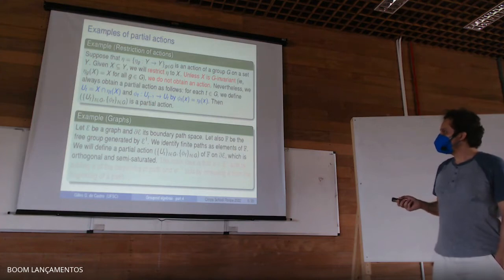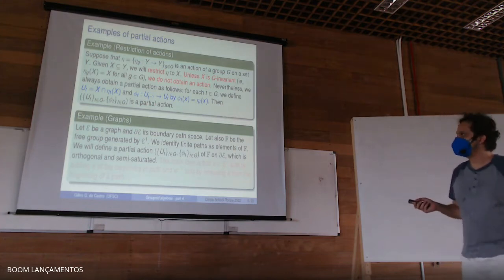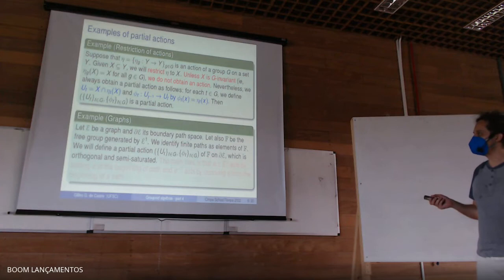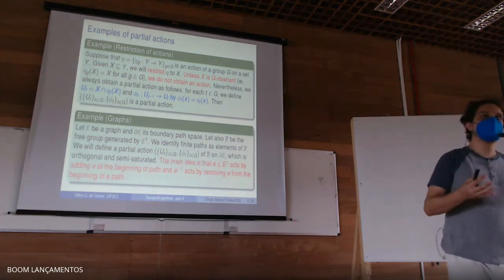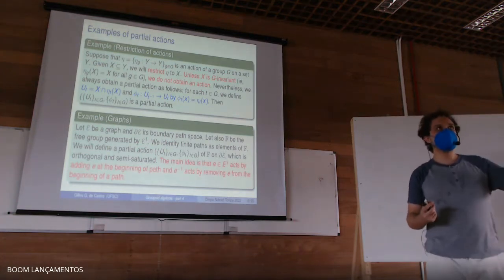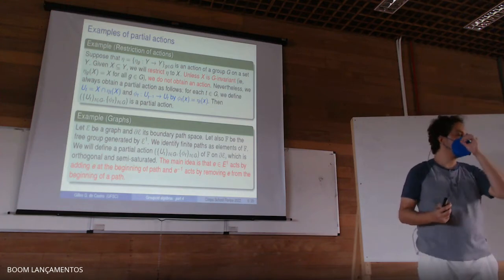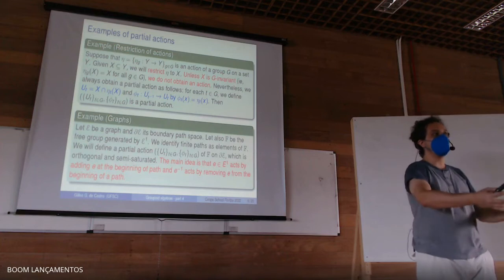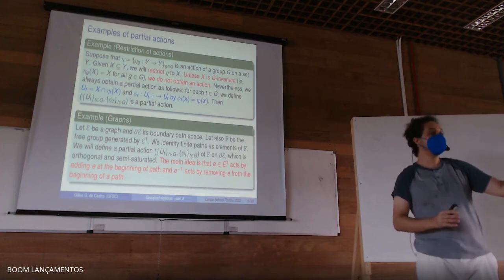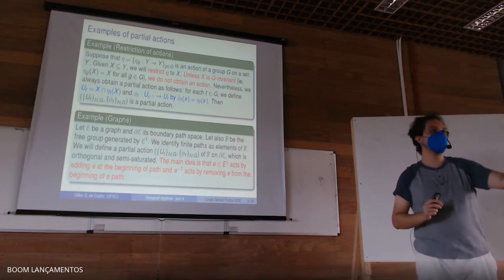And we're going to define a partial action. Here should be F. So we're going to define a partial action of this free group on the boundary path space. It's going to be orthogonal. It's going to be semi-saturated. And the main idea to define its partial action is that the edge of the graph, when seen as an element of the group, is going to act on the boundary path space. The edge is just going to be concatenated at the beginning.